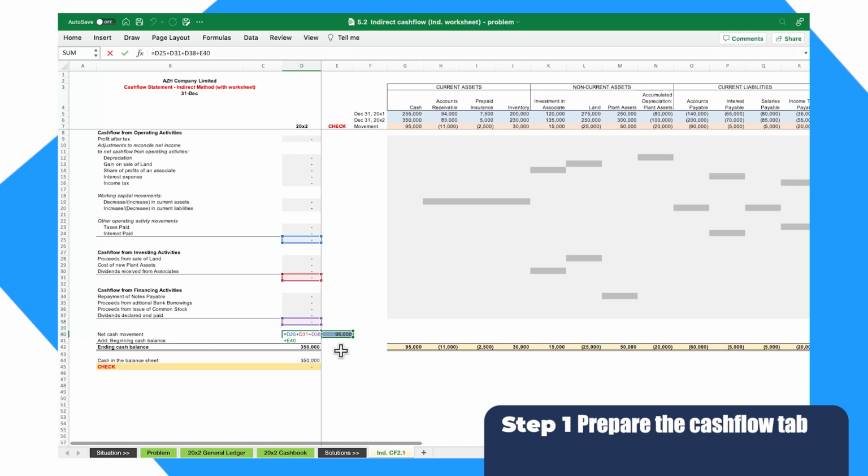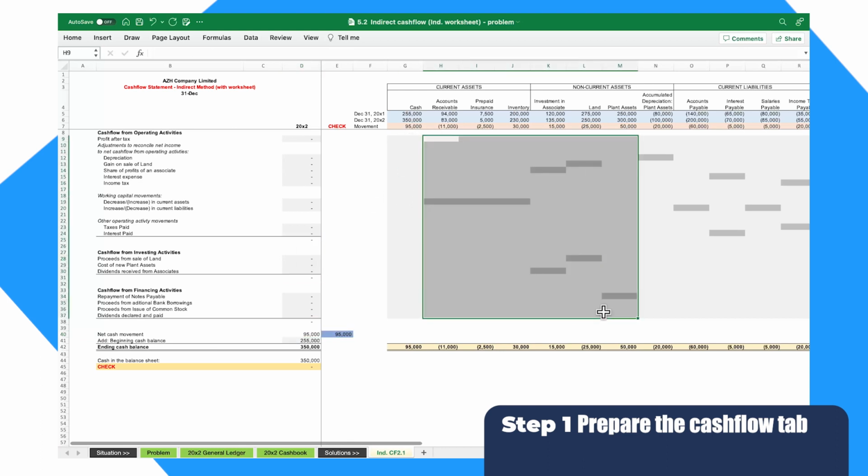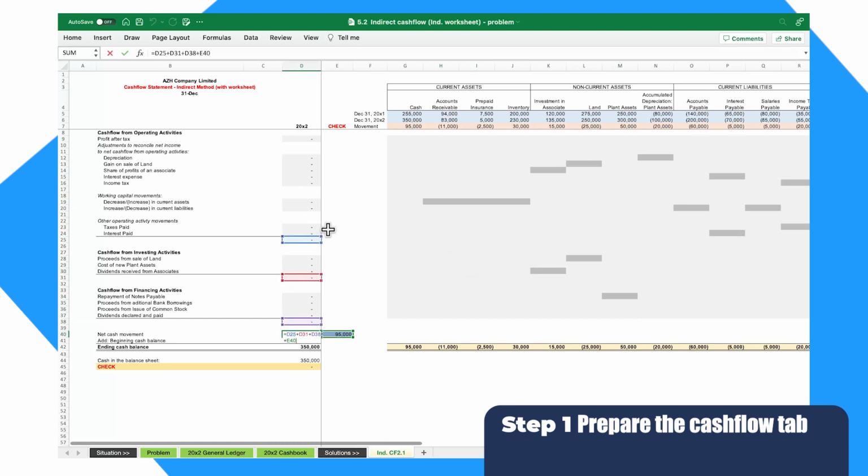Because here, as soon as we allocate the assets, liabilities, and equity movements, we will pick up all of those movements from the operating activities, investing activities, and financing activities, plus all of the other movements that we have not yet allocated in the balance sheet. And that will tie up to the net cash movement of 95,000, which is also the net cash movement in our balance sheet.